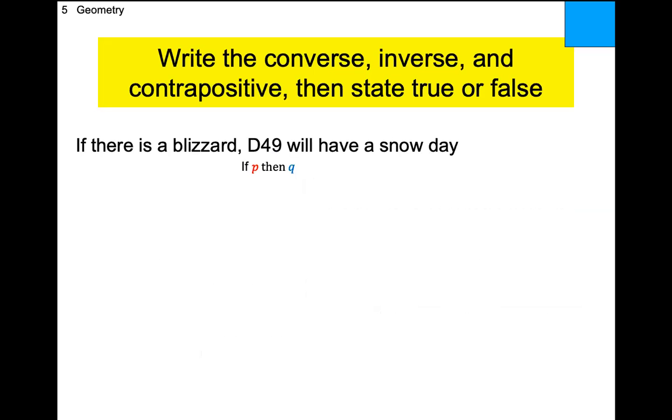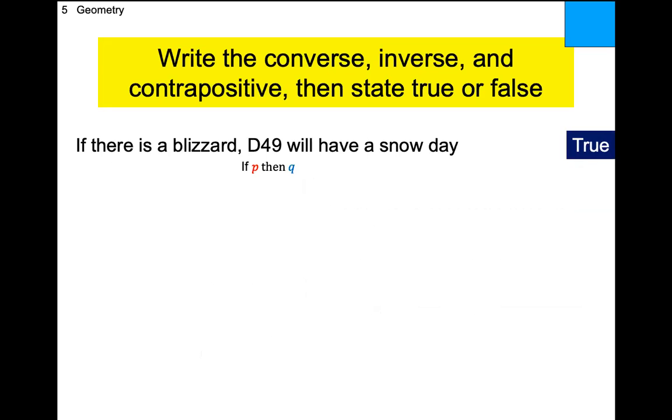Okay. Last one, because we're in District 49. Let's see if we can do this one. All right, McKinley, you got the first one. What's the converse to that? Oh, by the way, you got the conditional. Is the conditional true or false? The conditional is true. Heck yeah, we're in District 49. They'll call a snow day if they even think it's going to have a blizzard.